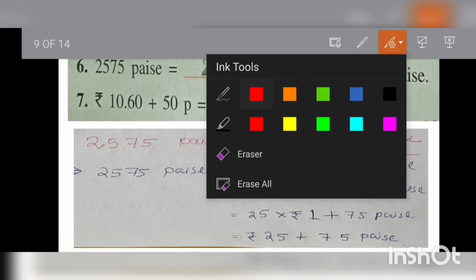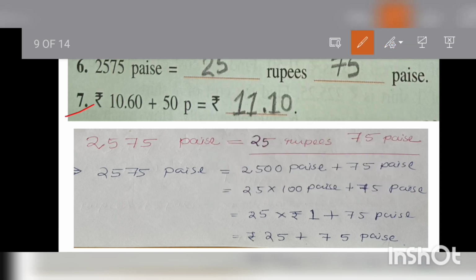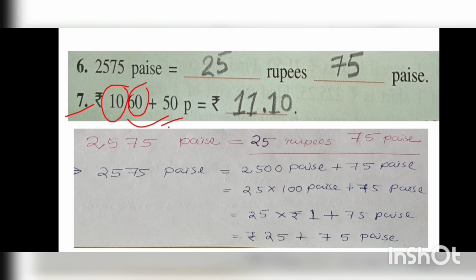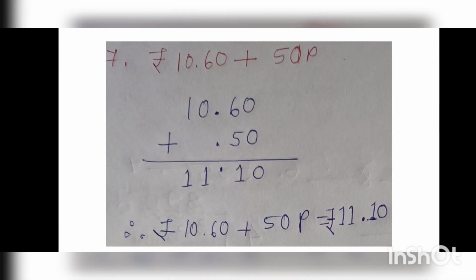Now see question number 7. Rupees 10.60 plus 50 paise. We have to add these two. So here 60 represents paise and this 10 represents rupees. Now see, here in question number 7, we have to add 10.60 plus 50 paise.